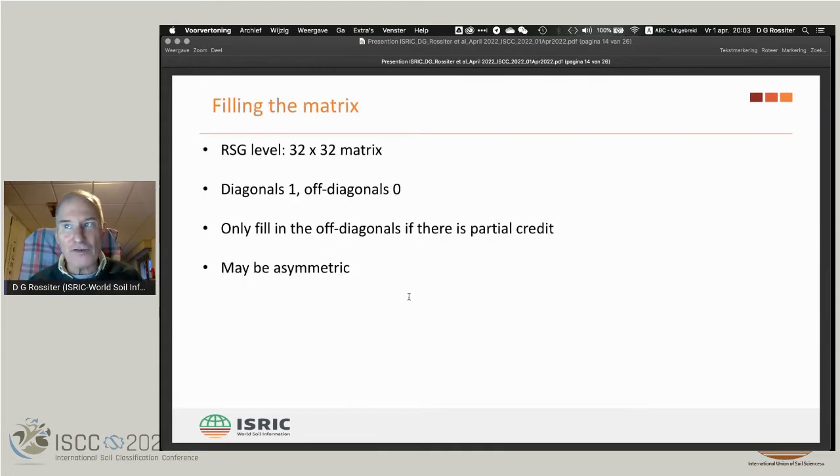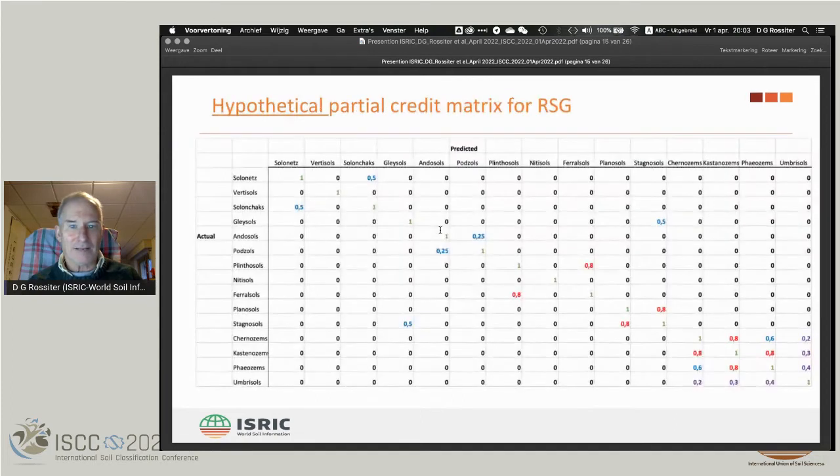So how do we fill the matrix? Diagonals 1, off diagonals 0, and we fill in the off diagonals if there's partial credit. I'm giving a small example, just a hypothetical. This is just from my brain here. Partial credit made for RSG. And let's look at the red one here.